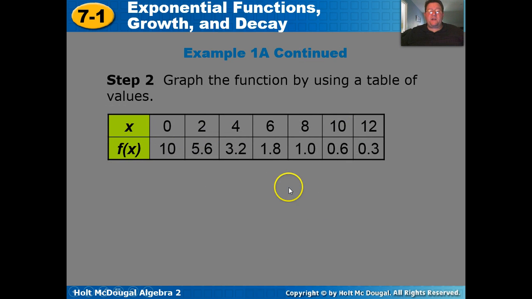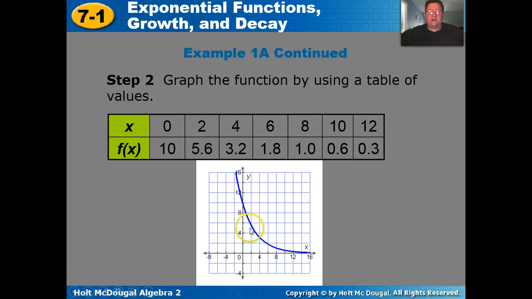How do we graph it? We'll just make a table. And it does decay. It gets smaller. Now this is kind of gross, but when you think of stuff decaying in the woods, it's slowly disappearing. Well, that's exactly what's happening on this graph.